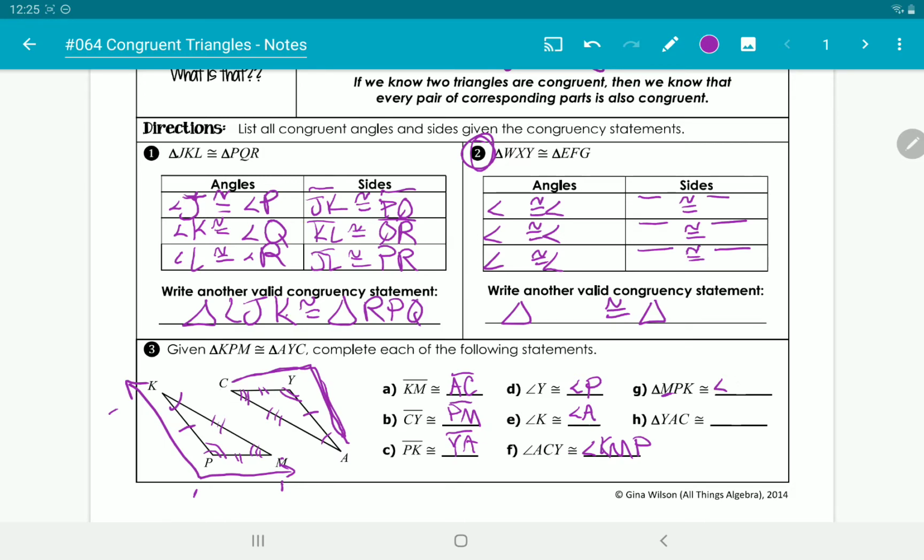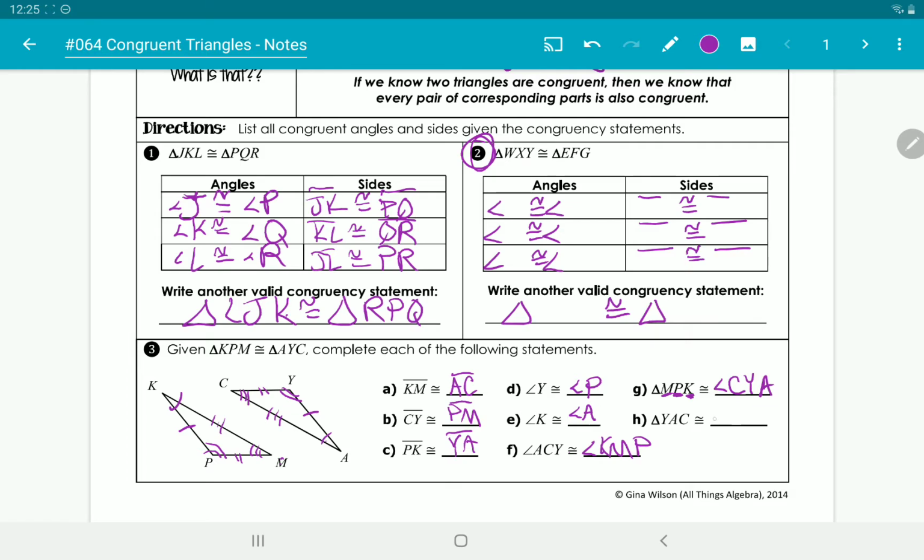So we'll put C first. P has 2. Y has 2. So we'll put Y. And then lastly, K has 1 angle mark. A has 1 angle mark on the other one. So you just have to make sure they're in the right order. They correspond to the parts on the other triangle.